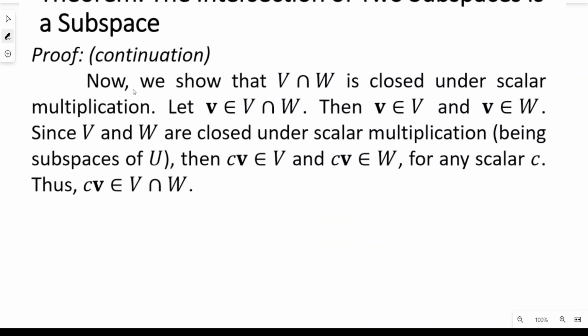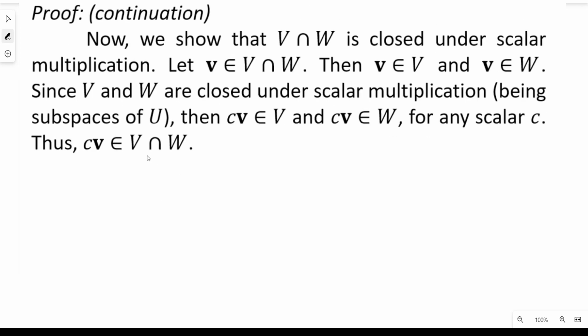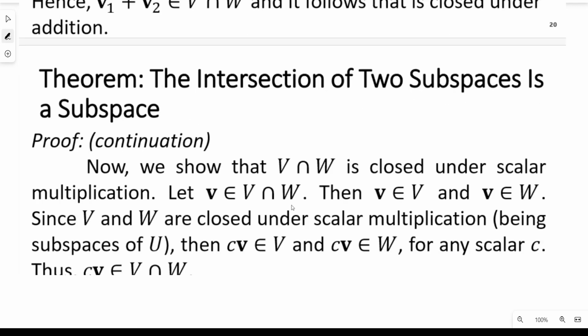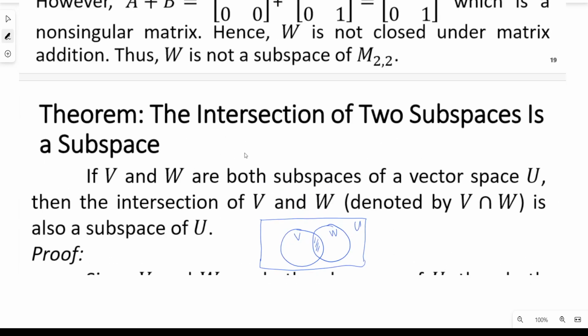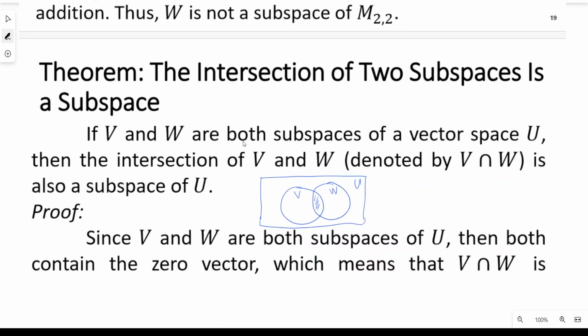Now for the scalar multiplication, we have to show that V intersection W is closed under scalar multiplication. So let us pick a vector v in the intersection of V and W. That would mean v is in V and v is also in W. V and W being vector spaces themselves, it would mean that c times v is in V and c times v is also in W. This statement means that c times v is in the intersection of V and W. So that means your intersection is also closed under scalar multiplication. And that shows that the intersection of two subspaces of a vector space is also a subspace of the given vector space.